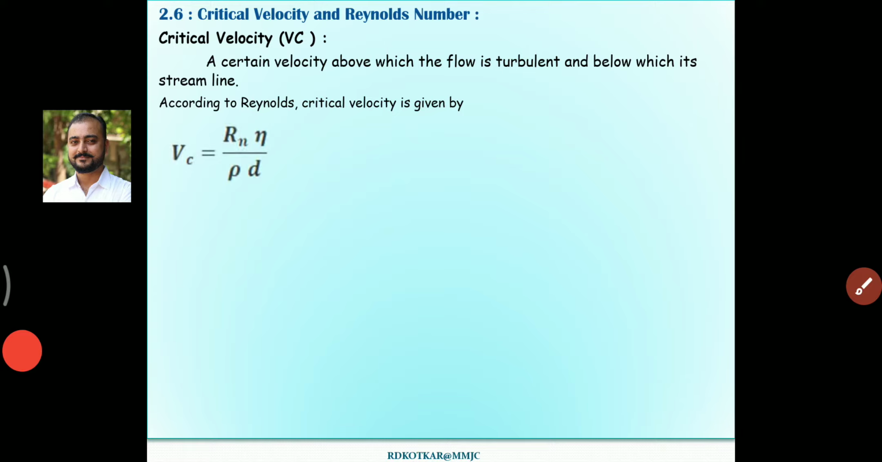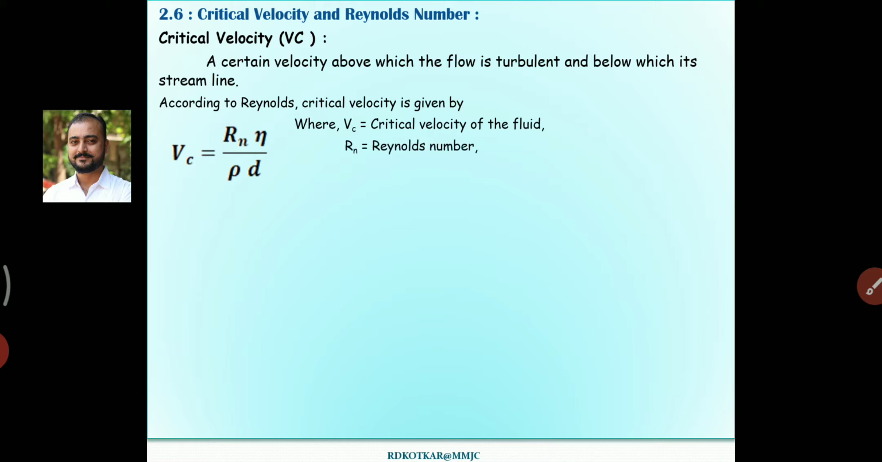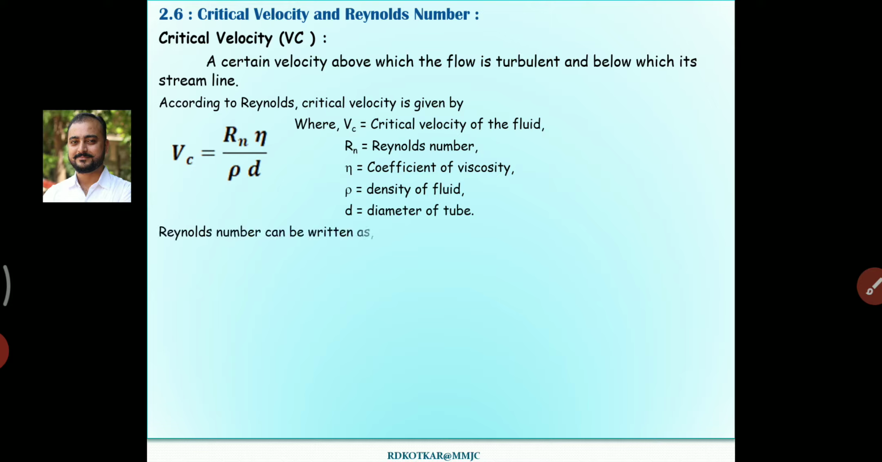According to the Reynolds number, critical velocity is given by Vc = Rn eta divided by rho into d, where Vc is called the critical velocity of the fluid, Rn is called the Reynolds number, eta is called the coefficient of viscosity, rho is called the density of the fluid, and small d is called the diameter of the tube. This is the formula for critical velocity.